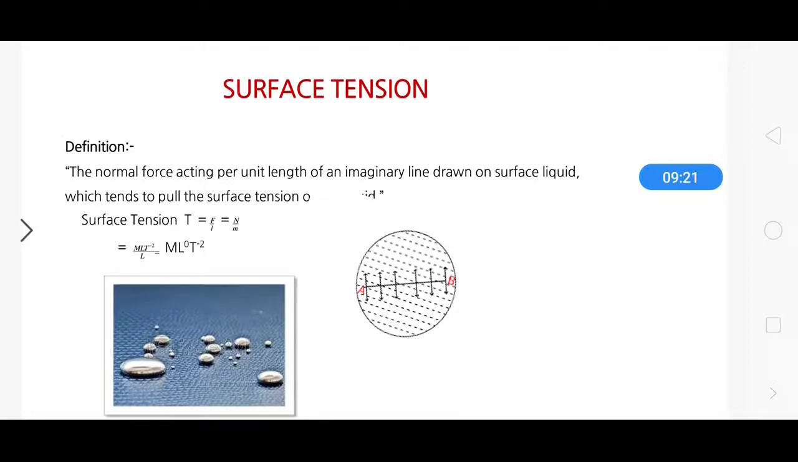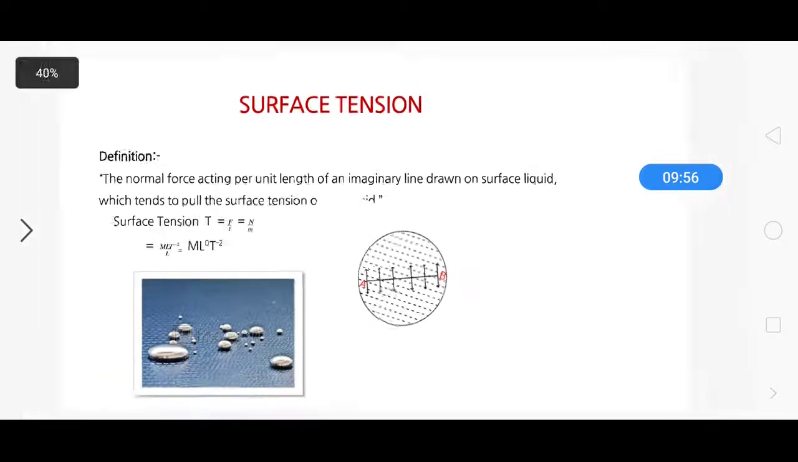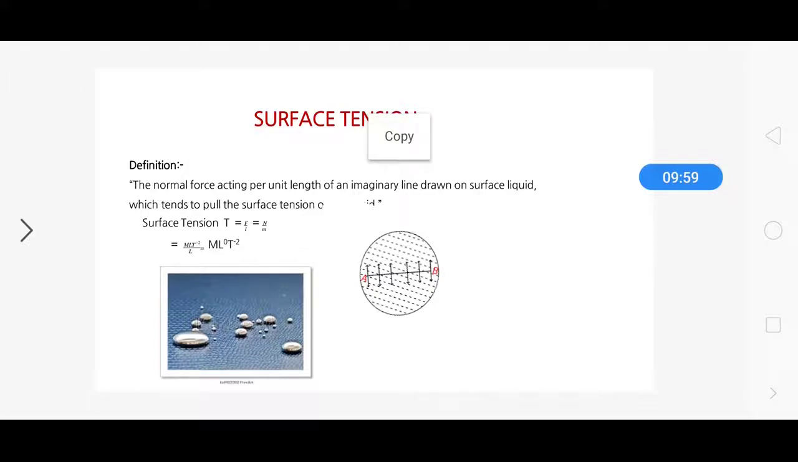Then what are the units? Newton per meter, and the dimension formula is MLT power minus 2 by L. So it is M power 1, L power 0, T power minus 2. This is the formula. T is equal to F by L, where F is the normal force acting per unit length of the imaginary line and L is the length of the imaginary line. And the units are Newton per meter, and the dimension formula is M power 1, L power 0, T power minus 2. So this is the surface tension.